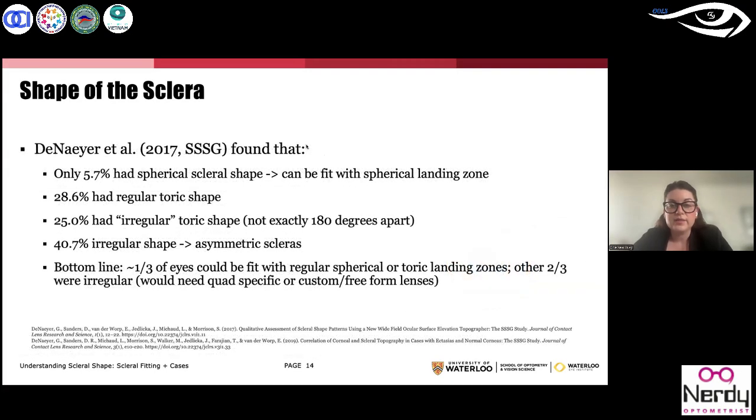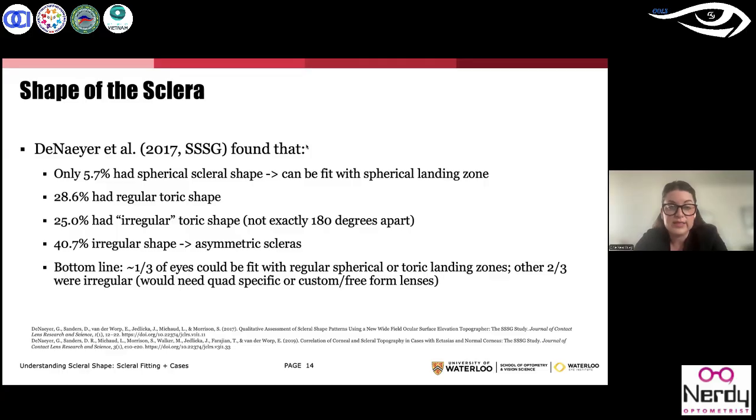The Scleral Shape Study Group did some pioneering work here, which came out in 2017. They found four shapes of sclera that they were able to classify into. We can see here that only 5.7% had a spherical scleral shape. So of the subjects that they imaged and studied, only about 6% would be successfully fit with a lens with a spherical landing zone.